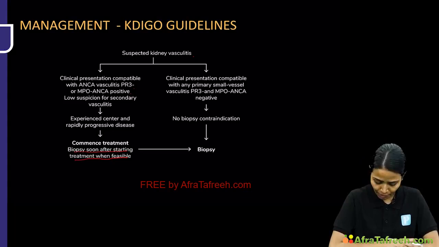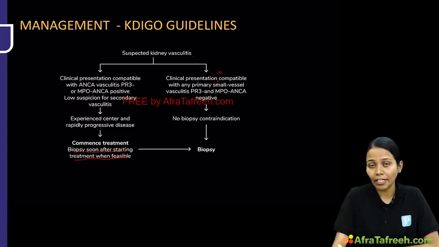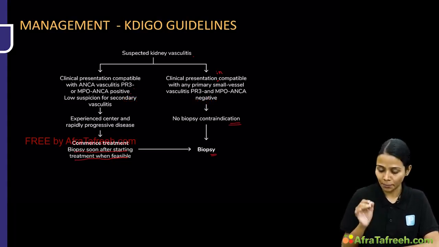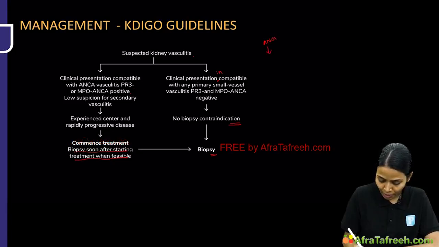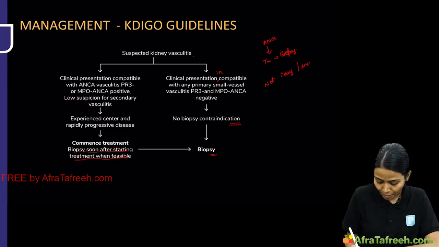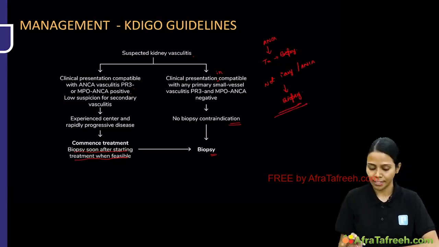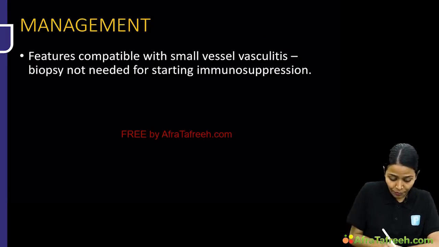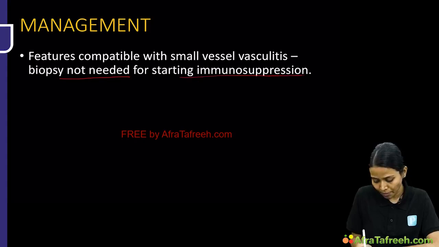Okay. Now, if clinical presentation is incompatible with any primary small vessel vasculitis, which might be PR3 or MPO, then you go ahead and do biopsy, if there is no contraindication for biopsy. So this flowchart simply says, if it is ANCA vasculitis, you go ahead, treat the patient, and when possible, do biopsy. If it is not primary vasculitis, that is not ANCA vasculitis, then you do biopsy first, then consider treatment. Okay, because this can be because of any secondary disease. Simple. Now coming to the next thing. See, the same thing repeated. Features compatible with small vessel vasculitis, then biopsy is not needed for starting immunosuppressive therapy. Okay.